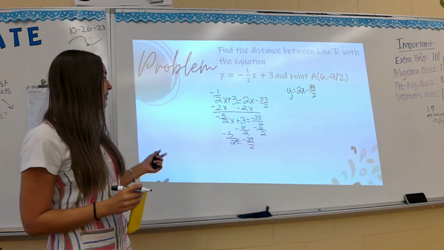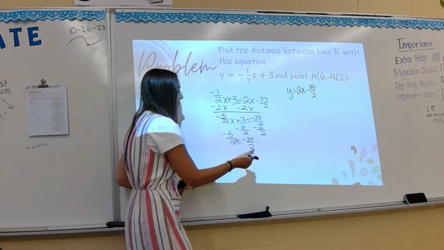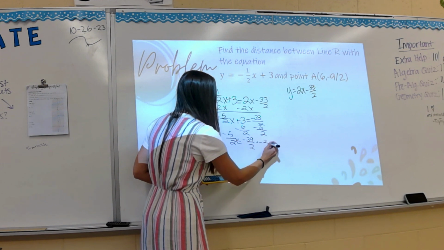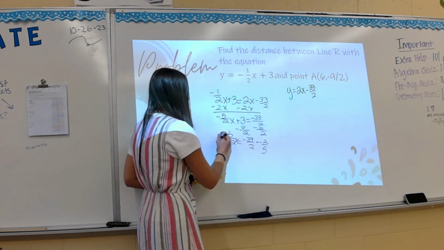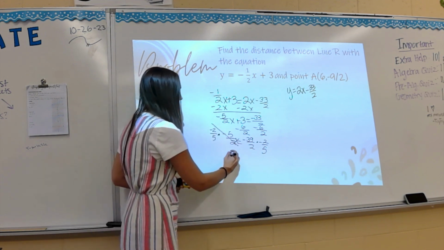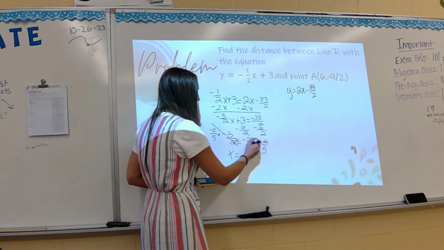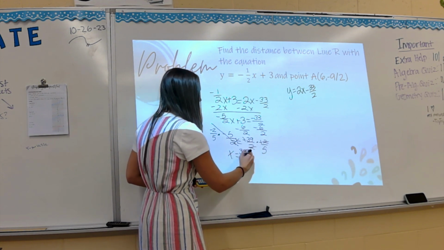We know that when I divide by negative 5/2, that's the same thing as multiplying by negative 2/5. And when I do that, it cancels out on the side, and I get x equals, these two will cancel out, the negatives will cancel out, 39/5.